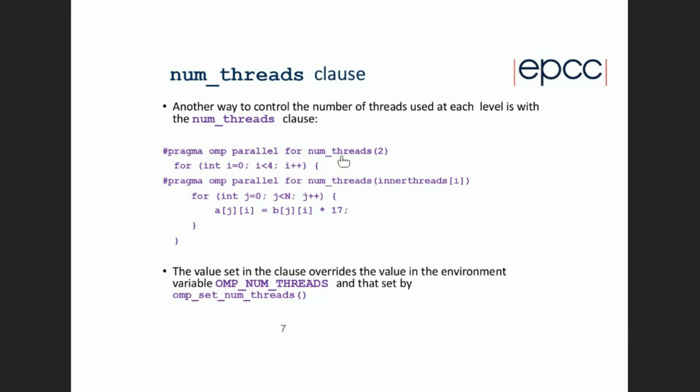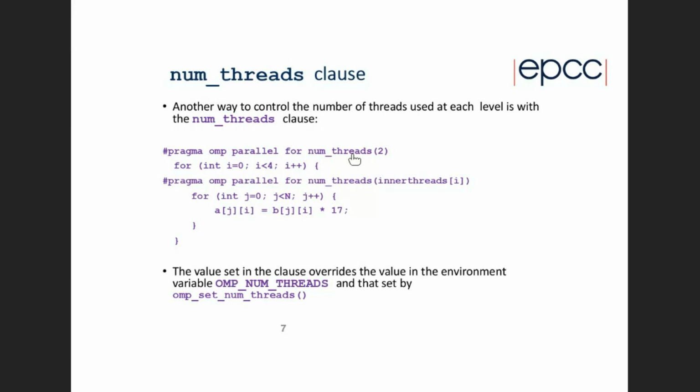The num_threads clause is a little bit clearer in some sense in the code, because you can look at a parallel region and know how many threads it's going to use without having to trace back through the code and figure out where the last omp_set_num_threads call was.